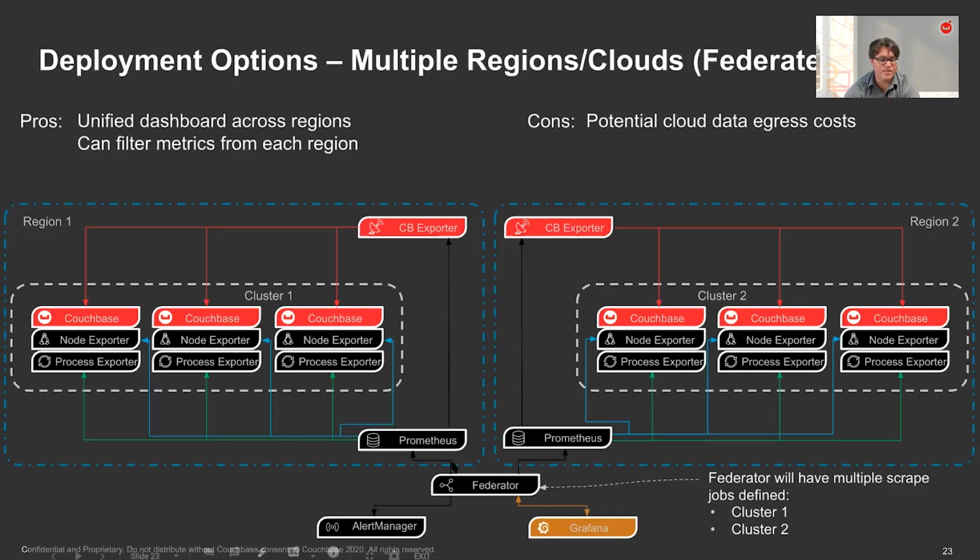And so while this is a little more complex to set up because you have 2 Prometheus nodes with an additional federator Prometheus node, this actually makes it much less data to pull between regions. And so it can save you quite a lot of money.